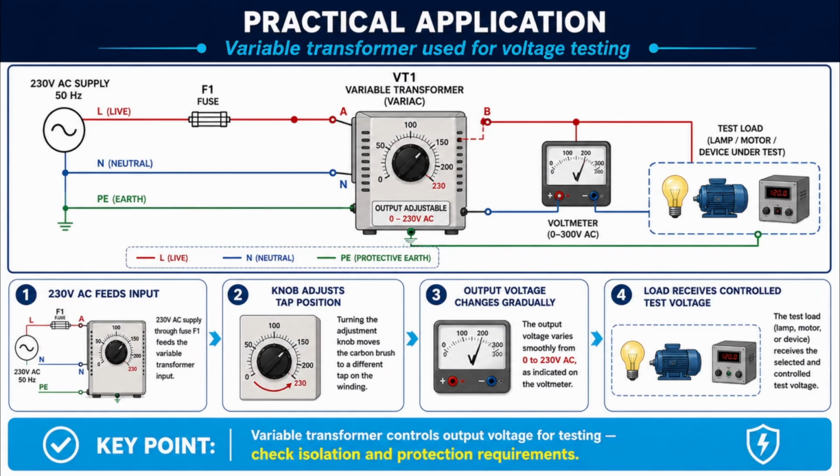In this test circuit, the 230-volt AC supply passes through fuse F1 and feeds the Variac input. By turning the adjustment knob, the movable tap changes position on the winding and the output voltage can be varied from low voltage up toward the supply voltage. The voltmeter shows the selected value, and that controlled voltage is then applied to the test load, such as a lamp, motor, or other device under test.